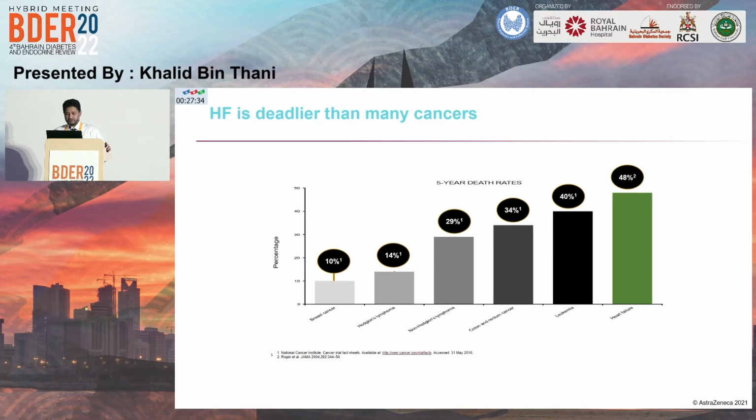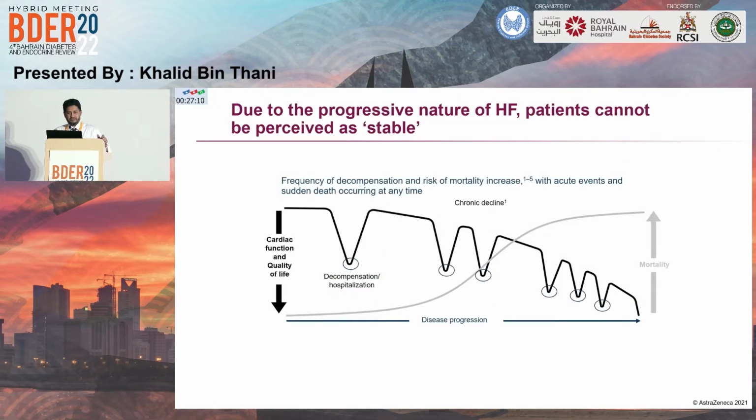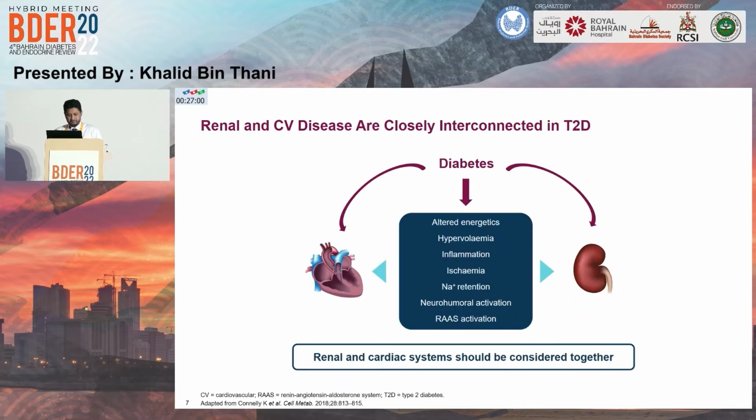If you compare heart failure with other really comorbid diseases, such as breast cancer, Hodgkin's lymphoma, non-Hodgkin's lymphoma, colon cancer, rectal cancer, and leukemia, you can see the magnitude of how bad heart failure is in terms of 5-year death rates. All of us know that the more you get admitted, the more you have chronic decline in your health status from heart failure, and the higher the mortality.